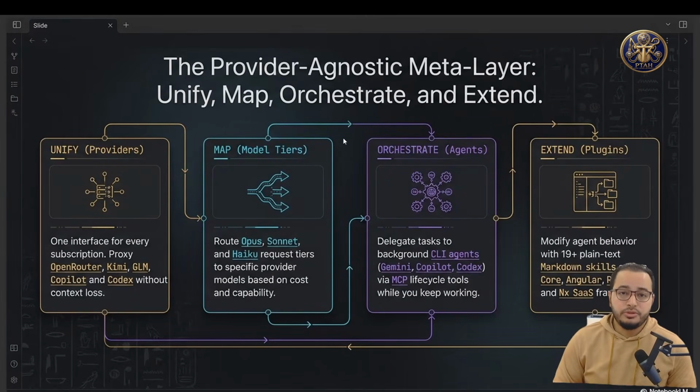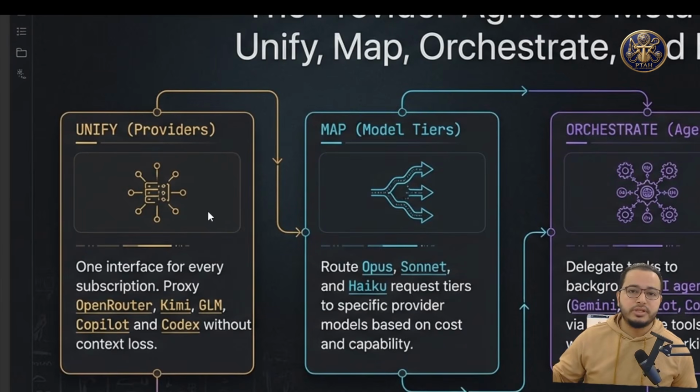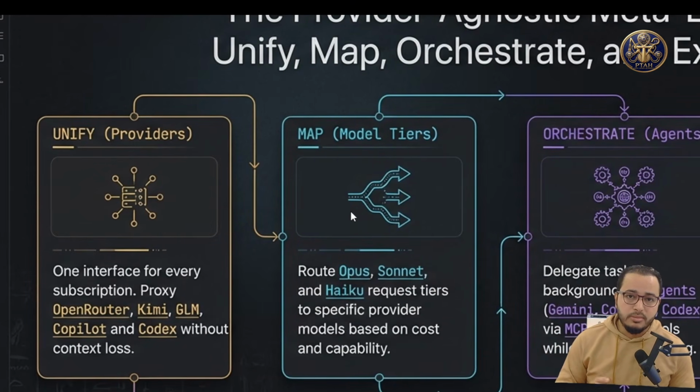At its core, Ptah is a provider-agnostic meta layer. Simply put, this means we have built an abstracted agent harness where you can bring your own provider and coding plans. It is built on four distinct layers. First, we provide a single interface to manage all of your providers and subscriptions. This allows you to easily proxy your current requests to OpenRouter or whatever plan you're already using. On top of that, we map your tiers to specific model capabilities. Because not every task requires your most expensive model.